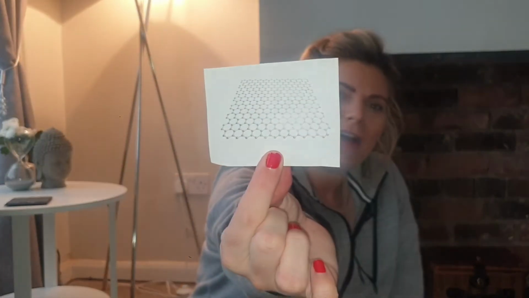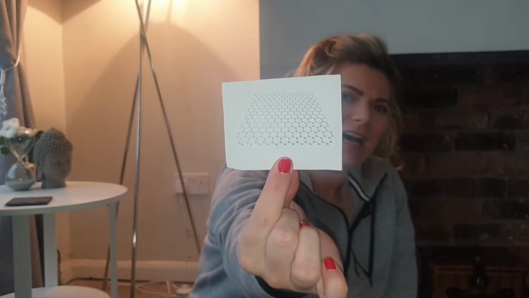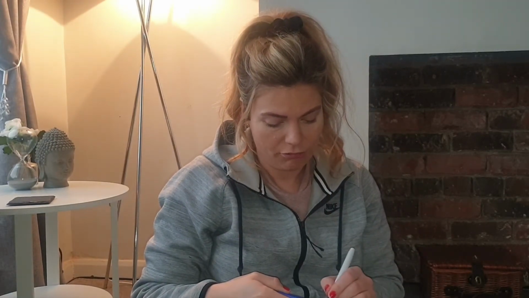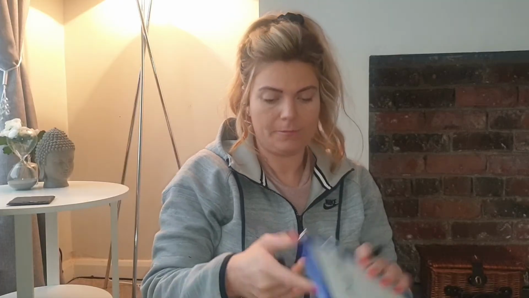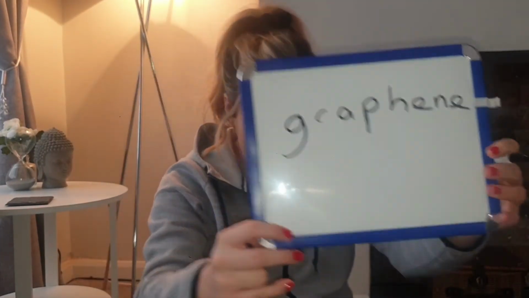Next one. This is graphene. So I might edit this if I can to get the names up, because I've not written it out. So I'm going to just draw the word graphene. This is graphene. That's how we spell it. That's graphene. Graphene is one single layer of graphite.